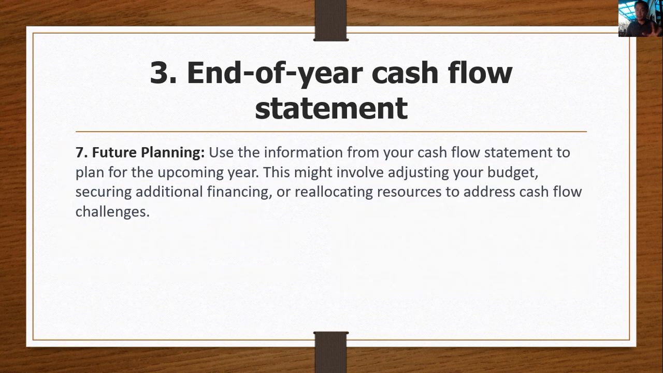After you have all of that information, you can already anticipate your future planning and use the information from your cash flow statement to plan for the upcoming year. This might involve adjusting your budget, securing additional financing, or reallocating resources to address cash flow challenges and maximize the potential that can give you the maximum output in your overall operation.